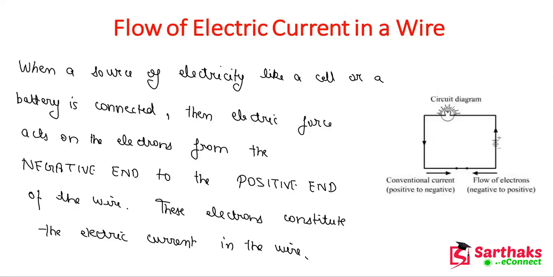Now in the diagram we can see that the flow of electrons occurs from negative to positive direction, whereas the conventional current occurs from positive to negative direction. So this is a circuit diagram, and we are looking at the conventional current and the flow of electrons. They are in opposite directions: conventional current flows from positive to negative, and electrons flow from negative to positive.